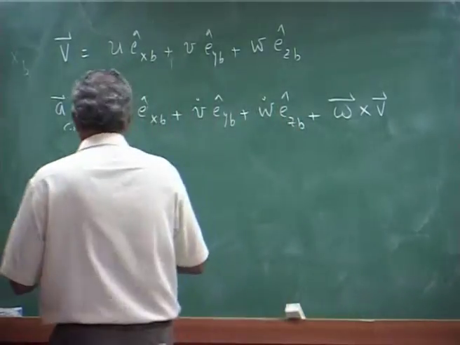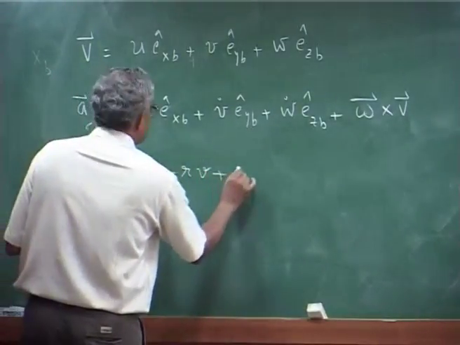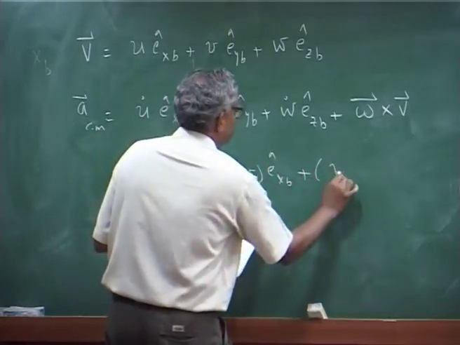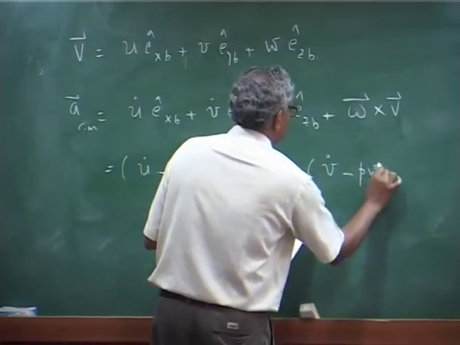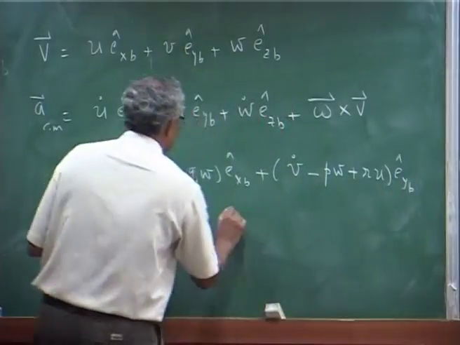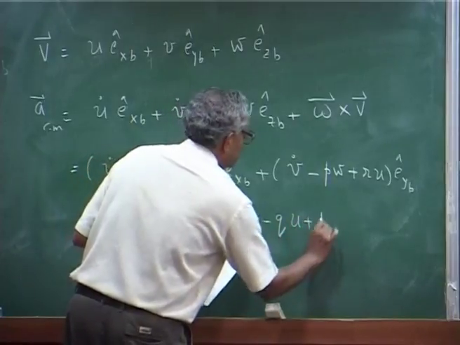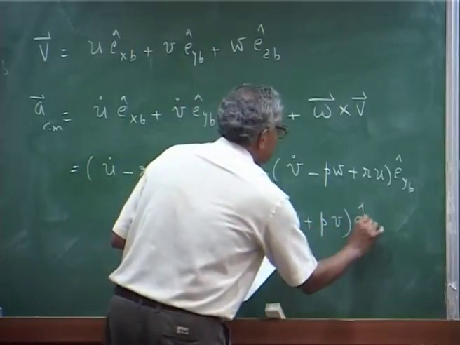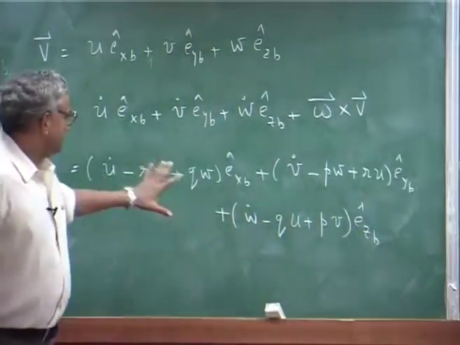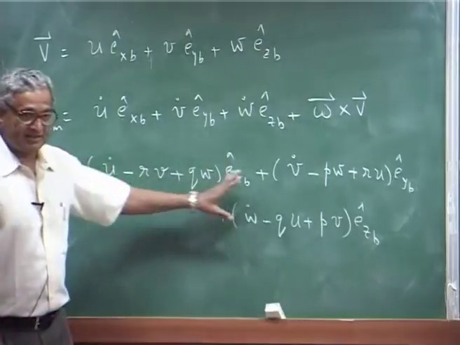I will write it here: this is u dot minus r v plus q w e x b, plus v dot minus P w plus R u e y b, plus w dot minus Q u plus P v e z b. So, I have my acceleration. The only thing is I now have to apply Newton's law. This is the absolute acceleration of the mass.